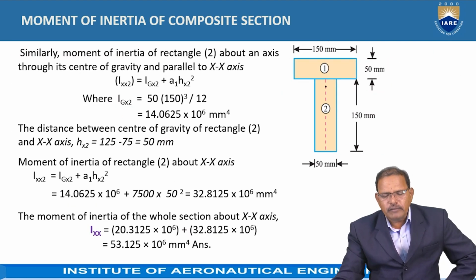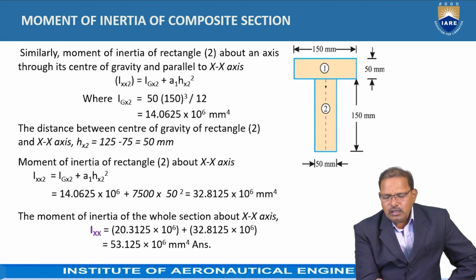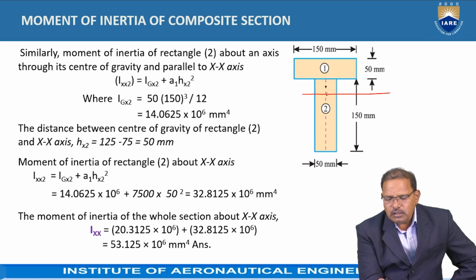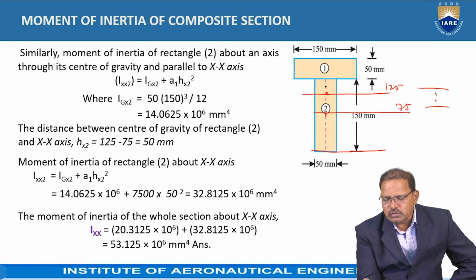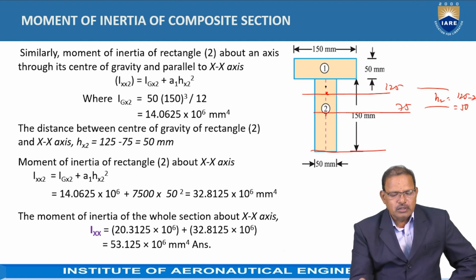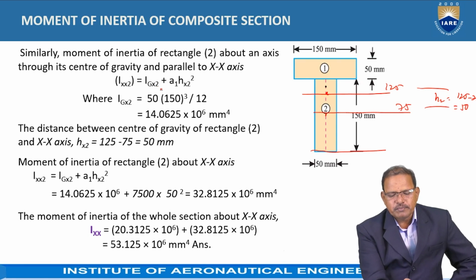Similarly, for the second rectangle, the height of the composite centroid is 125, and the center of this rectangle is at a distance of 75. So this is called H2. H2 is equal to 125 minus 75, which again is equal to 50 mm. So Ix is equal to Igx2 plus A2 H2 square.